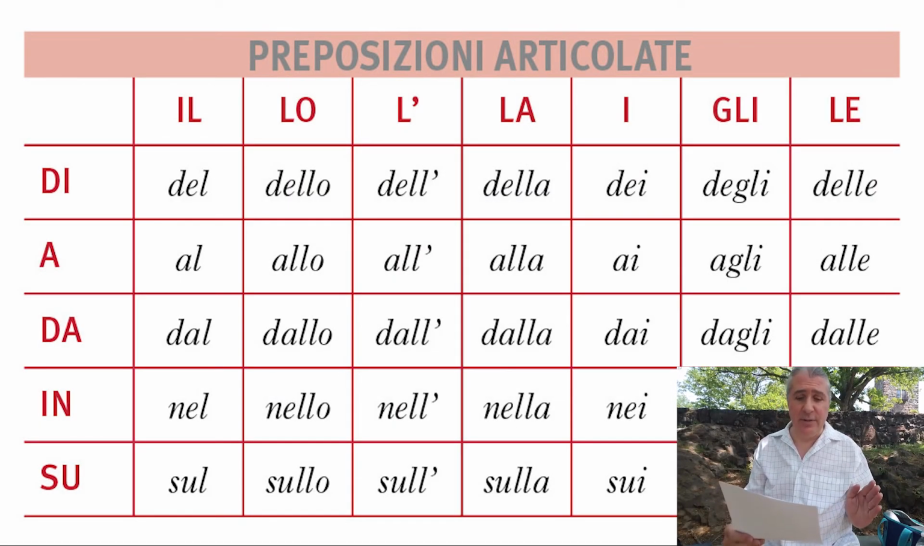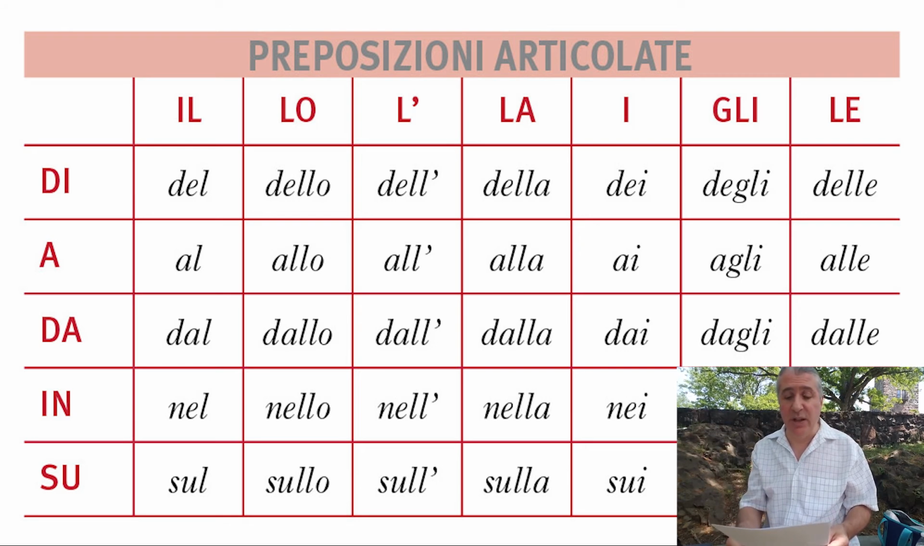alla sinistra vediamo le preposizioni semplici. On the left side, first column, we will see our simple prepositions: di, a, da, in, su. We're listing 5 of those. Di sopra vedremo gli articoli. On the top, across the first row, we will see our articles.